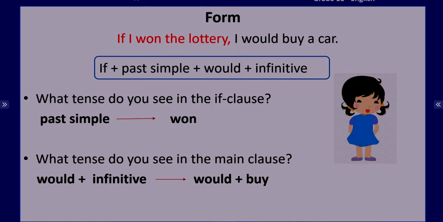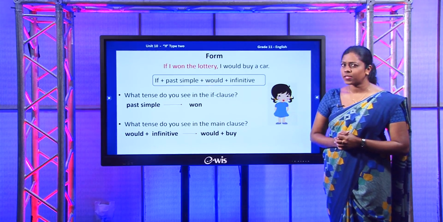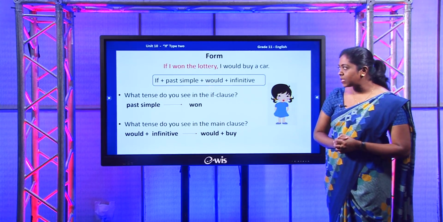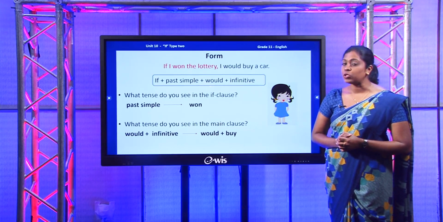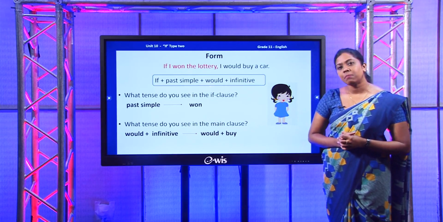And if you go to the other part of the sentence, which is the main clause, which is the result of the condition, there you can clearly see the modal verb would along with the infinitive form of the verb, that is the base form of the verb. Would plus infinitive, would plus buy. The verb buy has been used. Hope this is clear. Please keep in mind, let me repeat, we use the simple past in the if clause and we use would along with the infinitive form of the verb in the main clause.